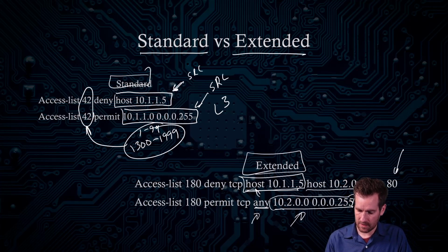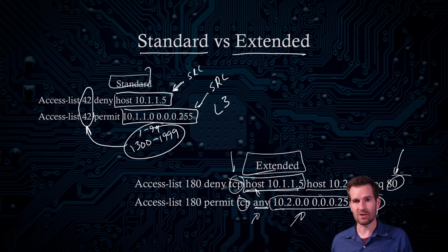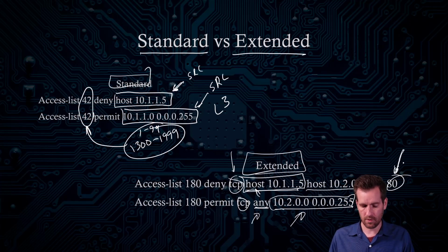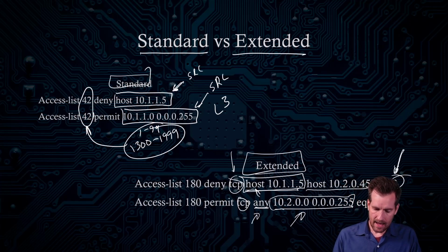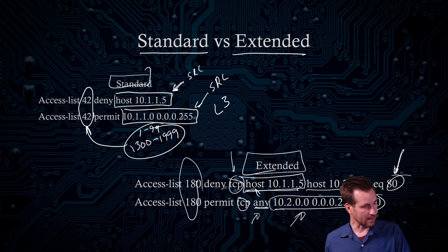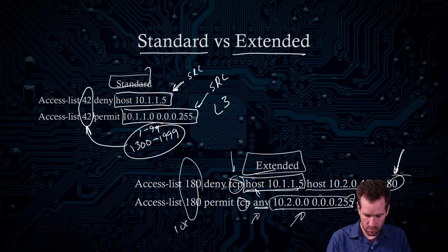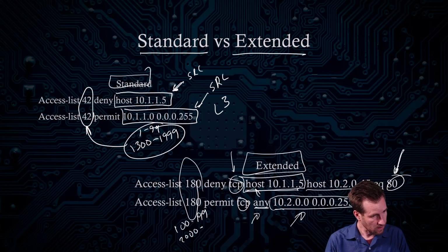In this case right here, it's port 80 that's being allowed. This is the protocol that's being allowed. So you can see it could be TCP, it could be UDP. So it's permitting or denying certain protocols and certain ports for those protocols. And then one other thing that we see here, similar to a standard list, we see 180 right there. And that's because an extended list would be 100 through 199 or 2000 through 2699.